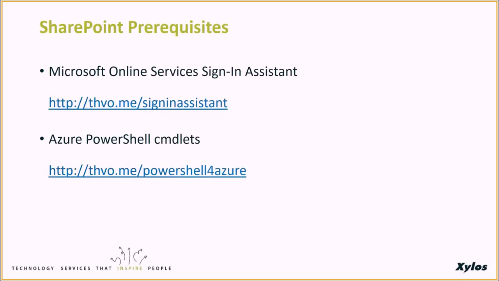Now, from a SharePoint prerequisite standpoint, you have to install less stuff than with the traditional hybrid inbound and outbound federation. You have to install Microsoft Online Services Sign-in Assistant, and you typically install that on the server that is running your search components, and then also Azure PowerShell commandlets. And again, these are the links to download the right version.